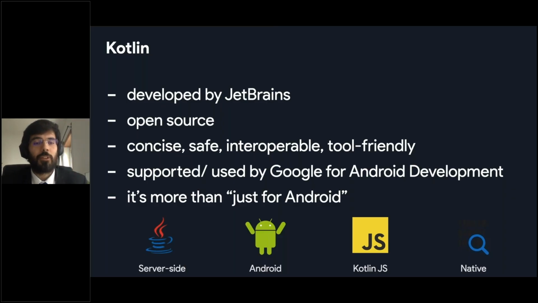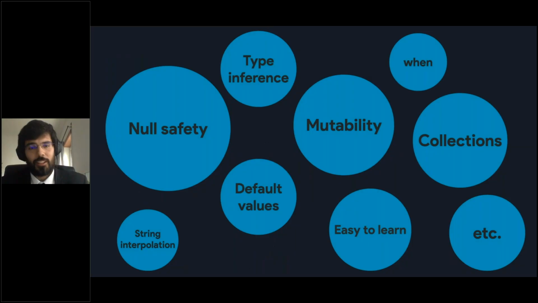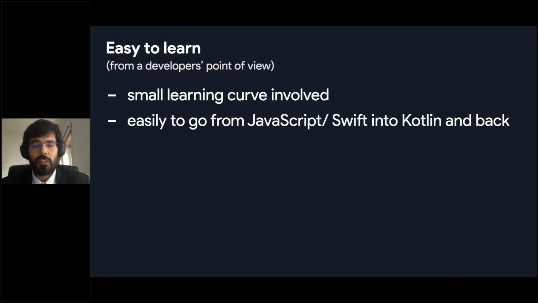And what some people forget is that it's more than just for Android. You've got Kotlin on the server side, you've got Kotlin/JS, and you have it native. I could be speaking about Kotlin the entire talk and even more. These are just some of the features that all of us use daily. We have immutability, null safety, collections, type inference, and a really important one, it's easy to learn. And this is really important on multiplatform, especially if you're targeting mobile, because there is a really small learning curve involved if you're going from Swift or JavaScript into Kotlin and back. Swift and Kotlin are really similar languages.